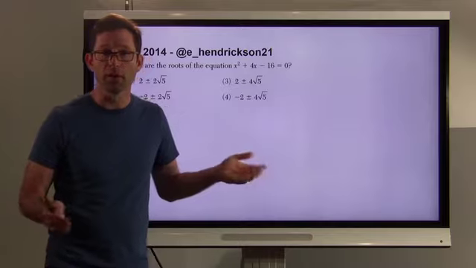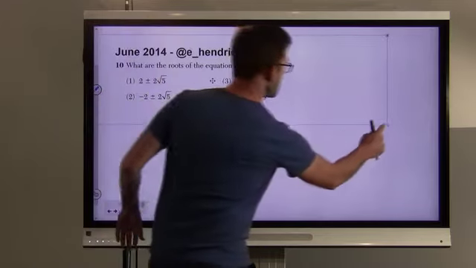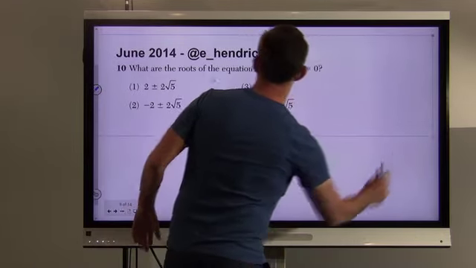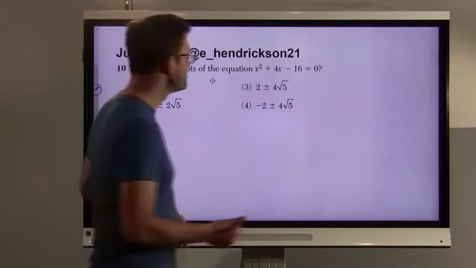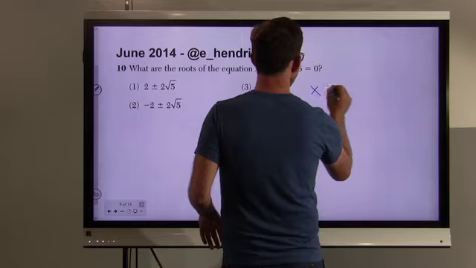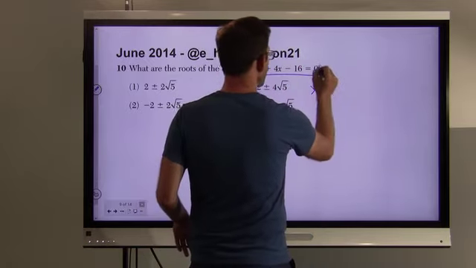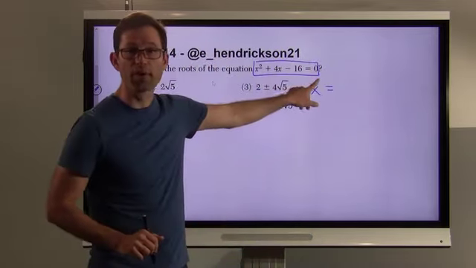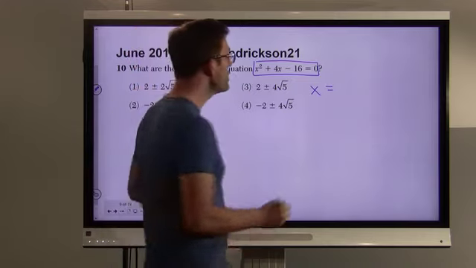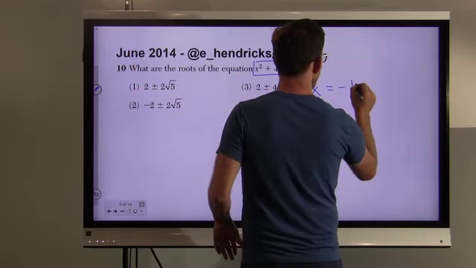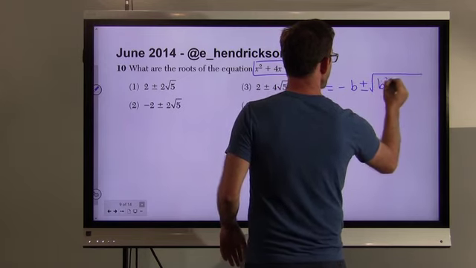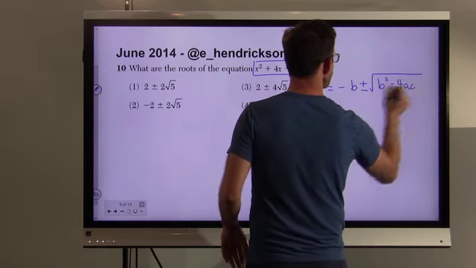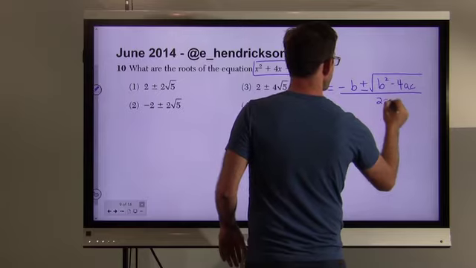You could do this problem completing the square. Let me see if I can make this thing a little bit bigger. Yeah, there we go. All right, but let's do the quadratic formula just to review it. The quadratic formula says that if you have a quadratic set equal to 0, very important, it's got to be equal to 0, then you can find the solutions, the zeros, by doing negative b plus or minus the square root of b squared minus 4ac all divided by 2a.